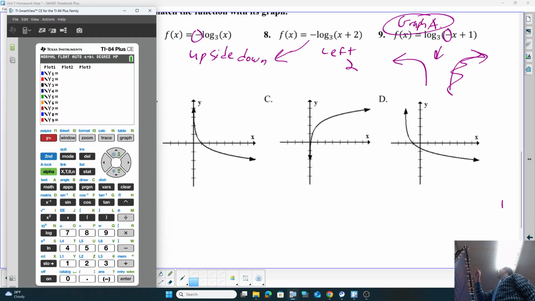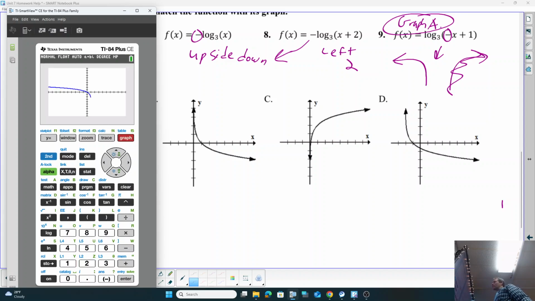So what you would do is you go to y equals, clear your screen. And so how do we do log base 3? You go to the math button, go all the way down to log base, which is option A. And then we type in log base 3. And then right arrow, we type in a negative x, and then plus 1. And then we push graph, and there it is.